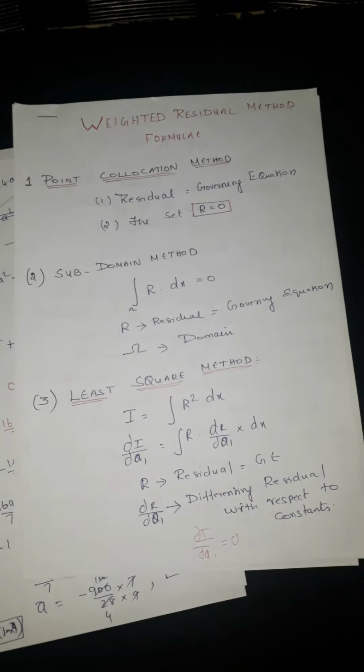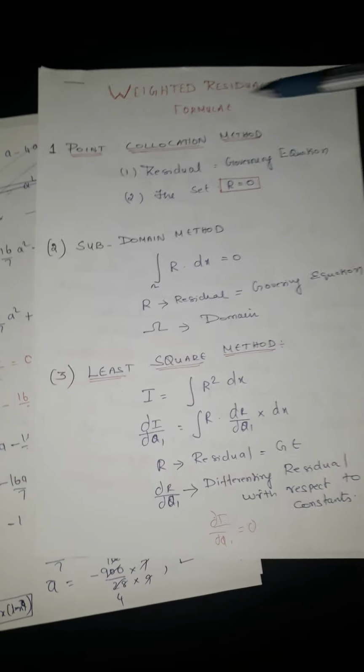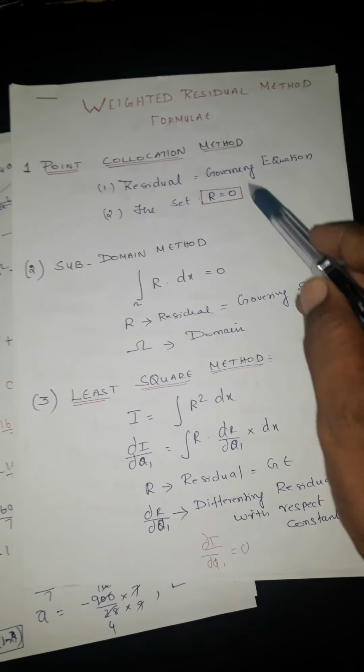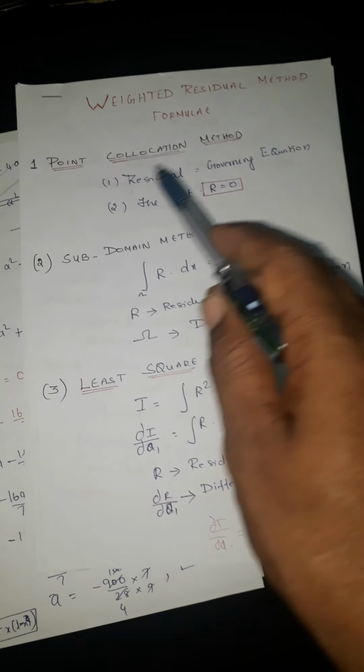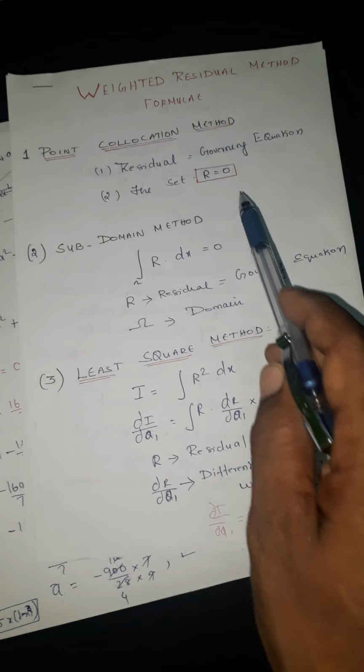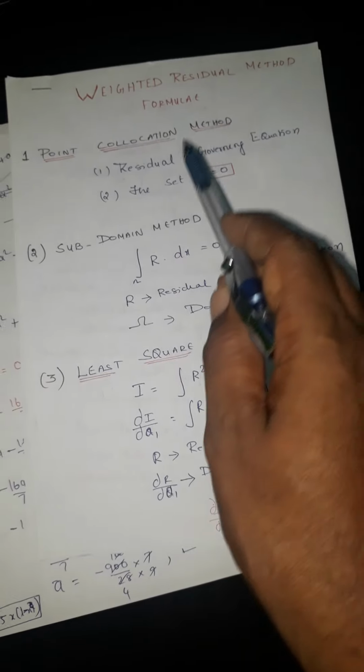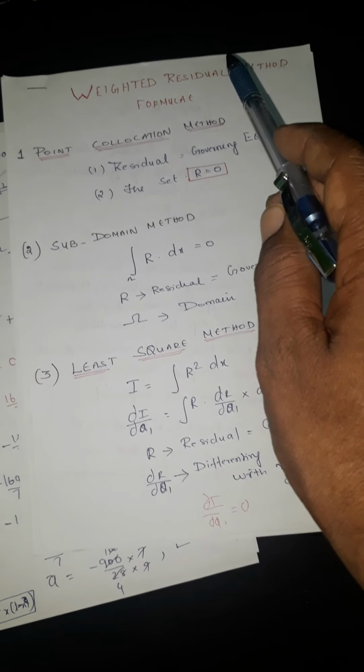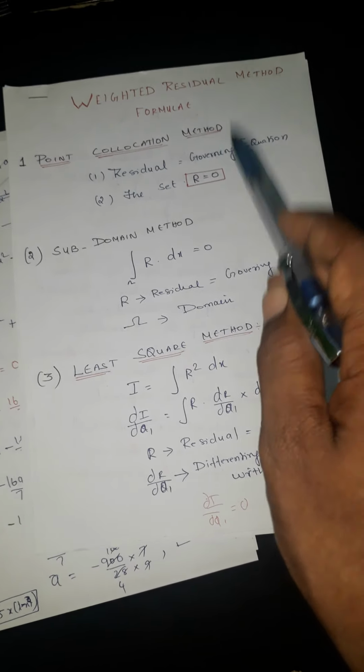Again, this is the last problem I have written. Recall, this is the weighted residual. Rayleigh-Ritz method is completely different from weighted residual method. Here, first in the weighted residual method, I will do the point collocation method. First, set the residual equal to the governing equation, then set R equal to 0. What is the governing equation? It will be given in the problem. That governing equation is nothing but a differential equation that should be set to the residual. Then R is equal to 0.